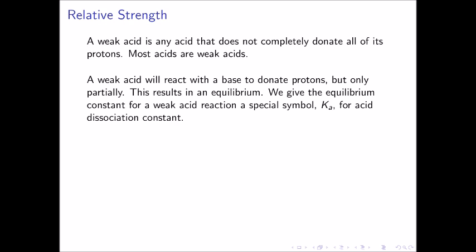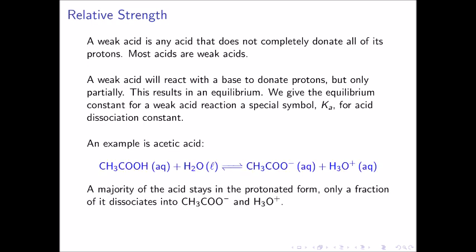We give the equilibrium constant for a weak acid reaction a special symbol, Ka. This stands for the acid dissociation constant. An example is acetic acid, which is a weak organic acid, CH3COOH. When it reacts with water, it forms an equilibrium and results in acetate ions and hydronium ions.